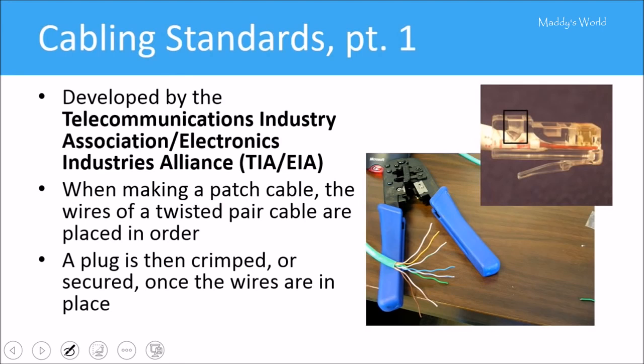All right, so these cabling standards that we're about to touch on are developed by TIA-EIA, the Telecommunications Industry Association and the Electronics Industries Alliance. When making a patch cable, the twisted pair cables are placed in order, and that's part of the standard. The order is defined. We then use this device right here to do something called crimping. That's a crimper, by the way, in order to secure our wires into an RJ45 connector. Note here that that's placed down, trying to secure the cables into the connector.